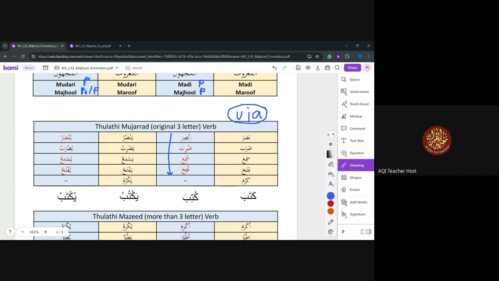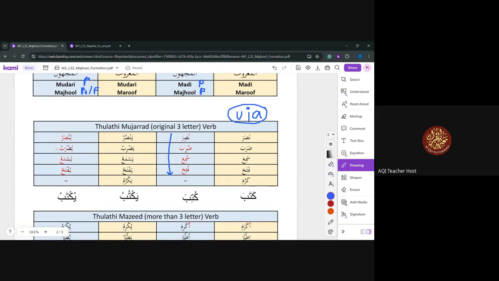So nasara, nusira, daraba, duriba, fataha, futiha, and so on. You put any Madi Maruf verb, and you can apply this pattern to get the Madi Majhul verb. For the Mudari form, the Mudari of Nasara is Yansuru, right? So Yansuru becomes Yunsaru for the Mudari Majhul.